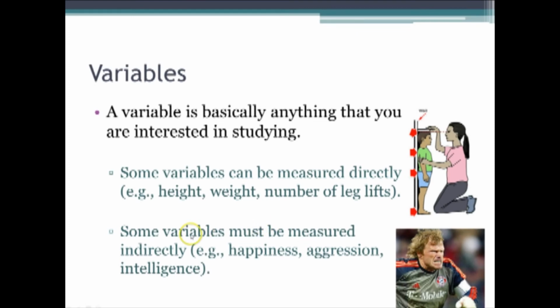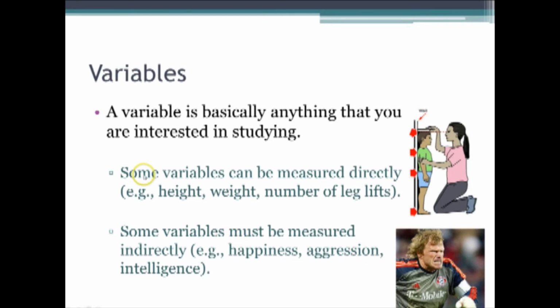Some things are measured indirectly. We call these latent variables, something like happiness, aggression, intelligence. So this guy here is looking aggressive or determined, perhaps. If you wanted to measure determination, you wouldn't be able to use a ruler. You would have to have some sort of instrument, some sort of indicators you would look at to make inferences about his level of aggression or determination.